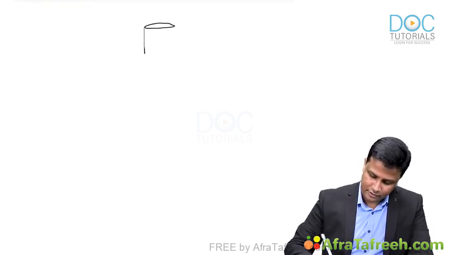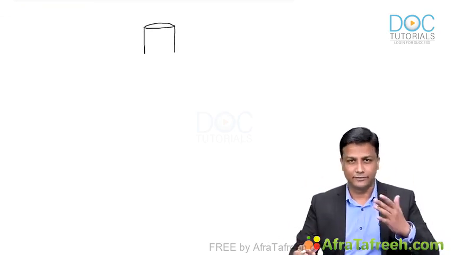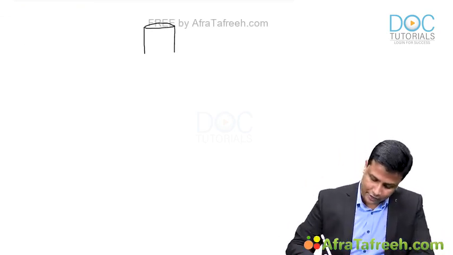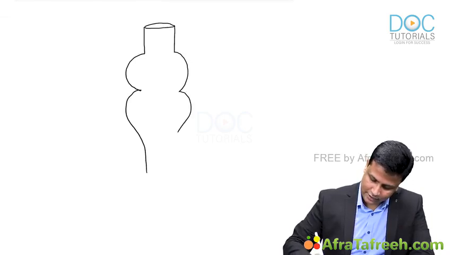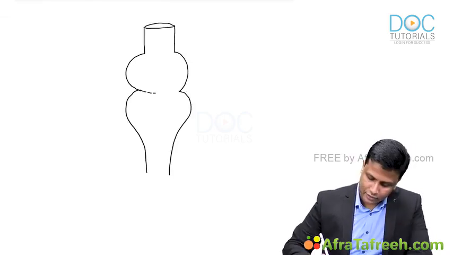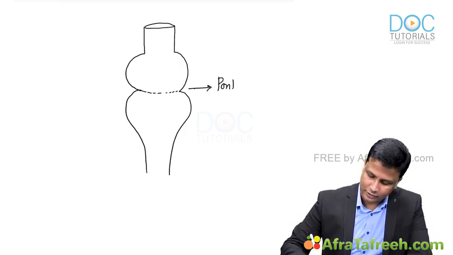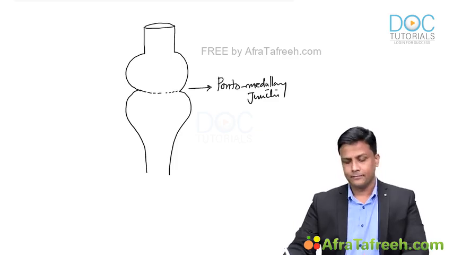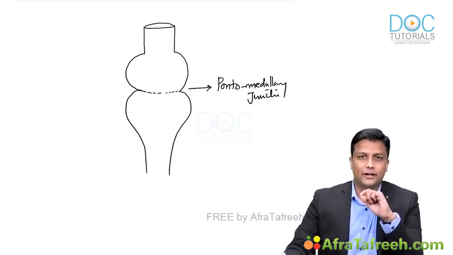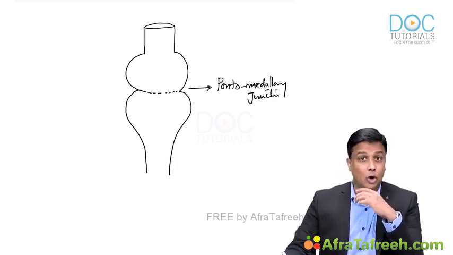So imagine this one here to be your midbrain. Okay, I'm not drawing the cerebral hemispheres and diencephalon above. So you're just starting from the midbrain, and followed by the midbrain you'll have your pons and then the medulla oblongata. This will be the pons and then the medulla oblongata, guys. Now between the pons and the medulla there will be a junction, and this junction will be referred to as the pontomedullary junction, guys.